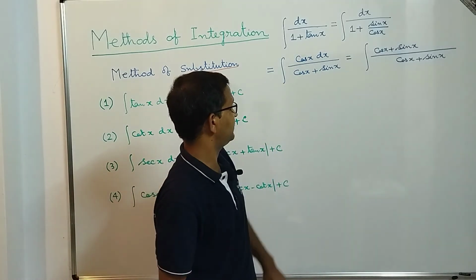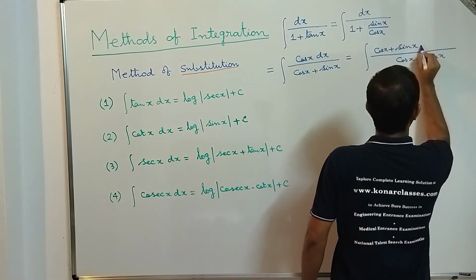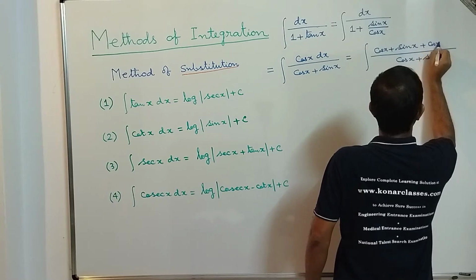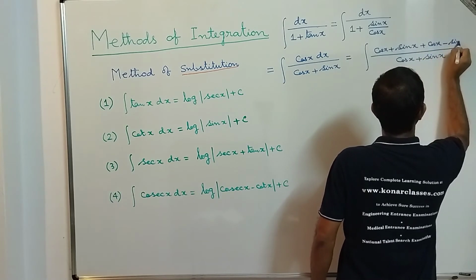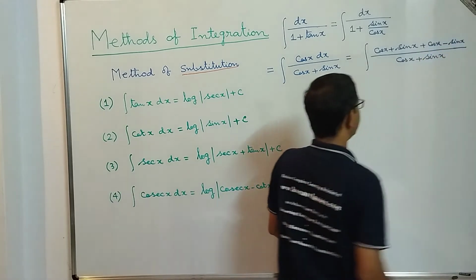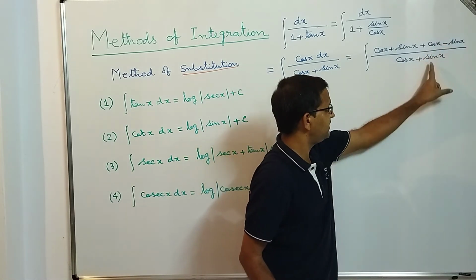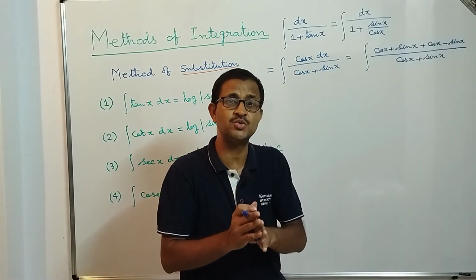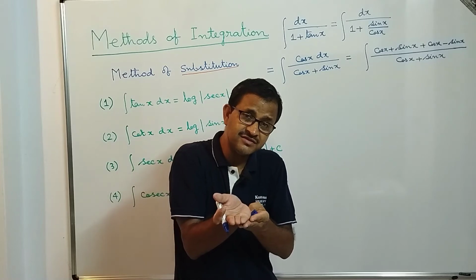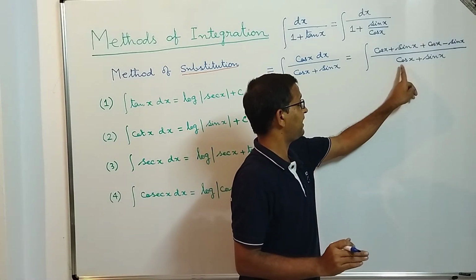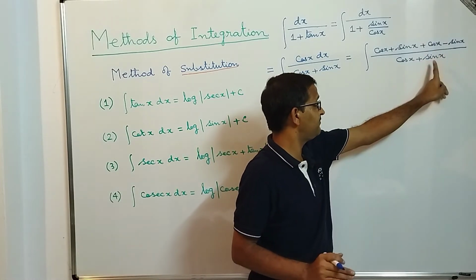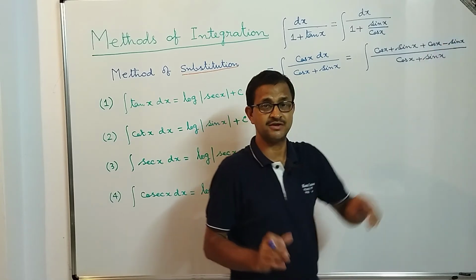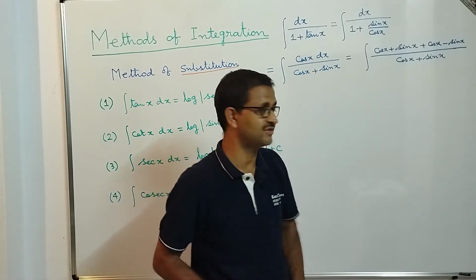But what is there? Cos x. So again we write here plus cos x minus sin x. Why so? Because this cos x minus sin x by cos x plus sin x, we can do something, because the differentiation of cos x is minus sin x, and the differentiation of sin x will be cos x. So we are proceeding towards the correct solution.